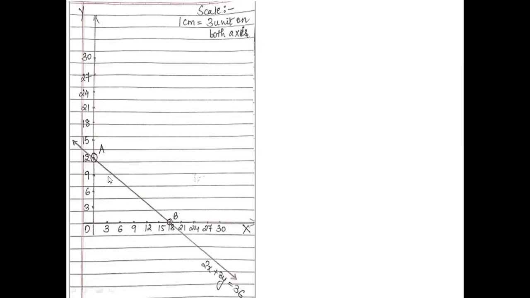So as you can see, I have done the plotting of A and B. A was (0, 12) and B was (18, 0). Then after plotting, join the line and write the equation of the line on it. In a similar way, I have drawn all the 3 lines like this. So you will get a small triangle here in between. This should be the diagram after plotting all the 3 lines of the equations.